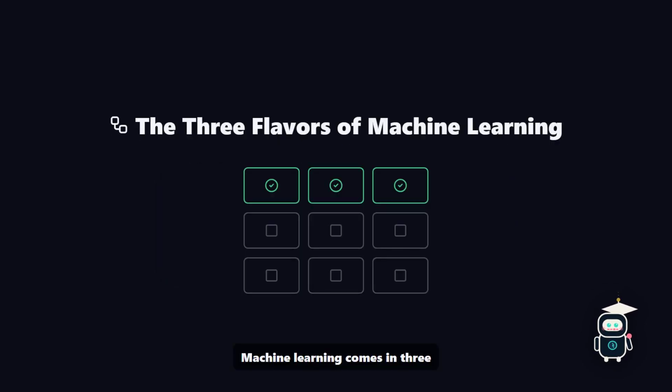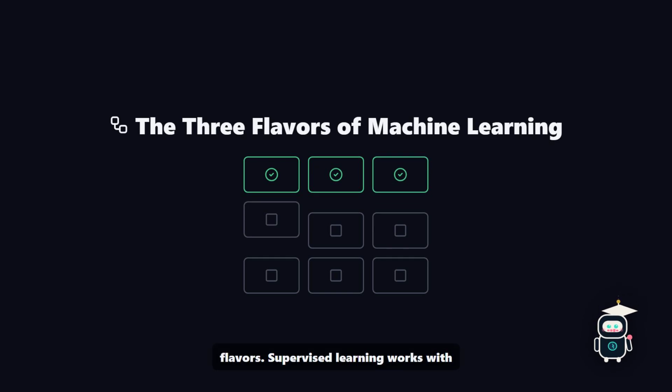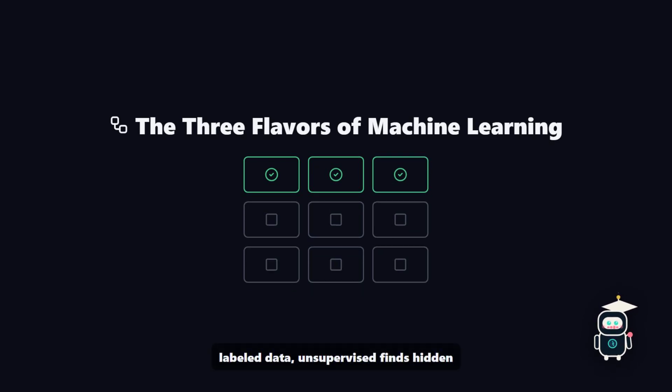Machine learning comes in 3 flavors. Supervised learning works with labeled data. Unsupervised finds hidden patterns in unlabeled data. And reinforcement learning is trial and error, like teaching a robot to walk.